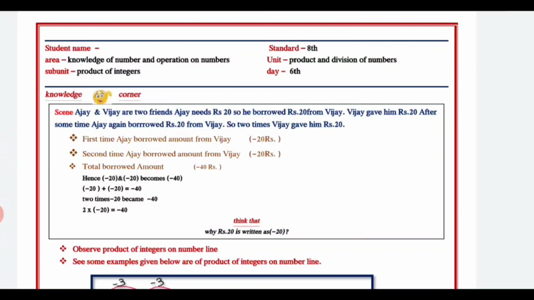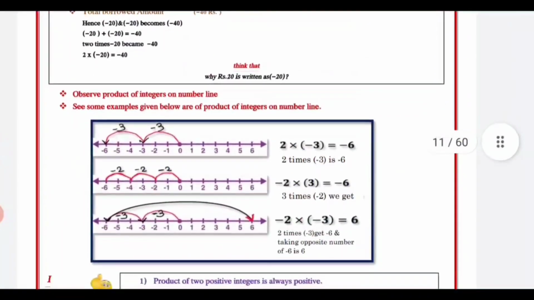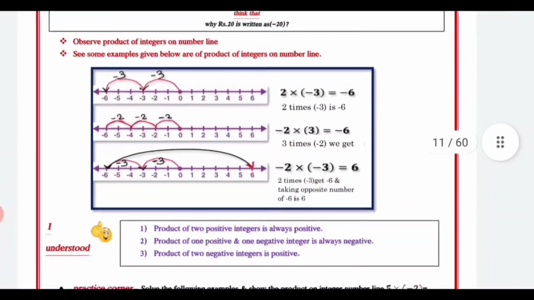Because he is borrowing, he has to give that money back after some time to Vijay. Because Ajay has borrowed, that's why it is written as minus 20. Now let us see what is given next. Observe the product of integers on the number line, and some examples are given over here.